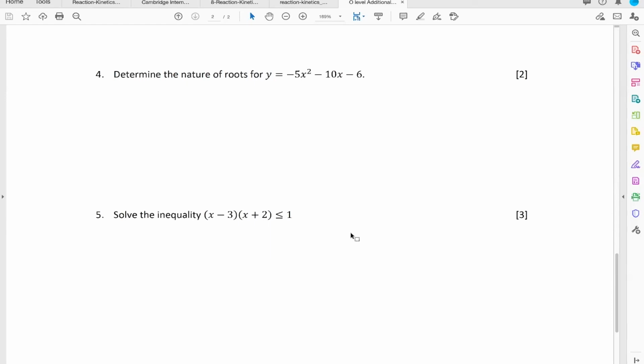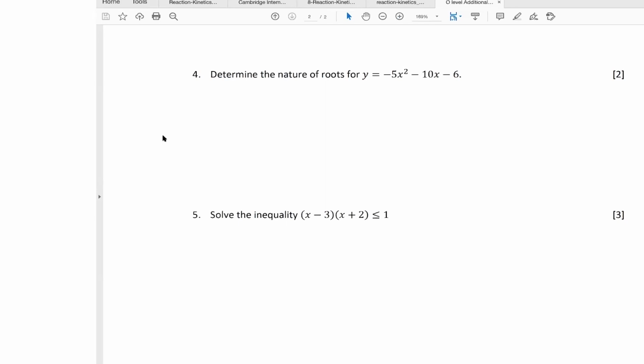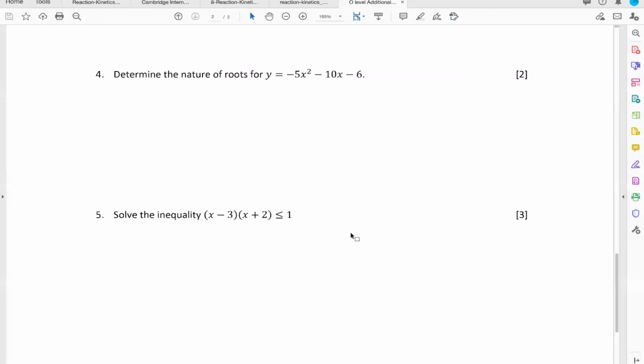Get it? Okay. We'll leave question 5 for now because we haven't studied inequalities. And that's it. That's quadratics.